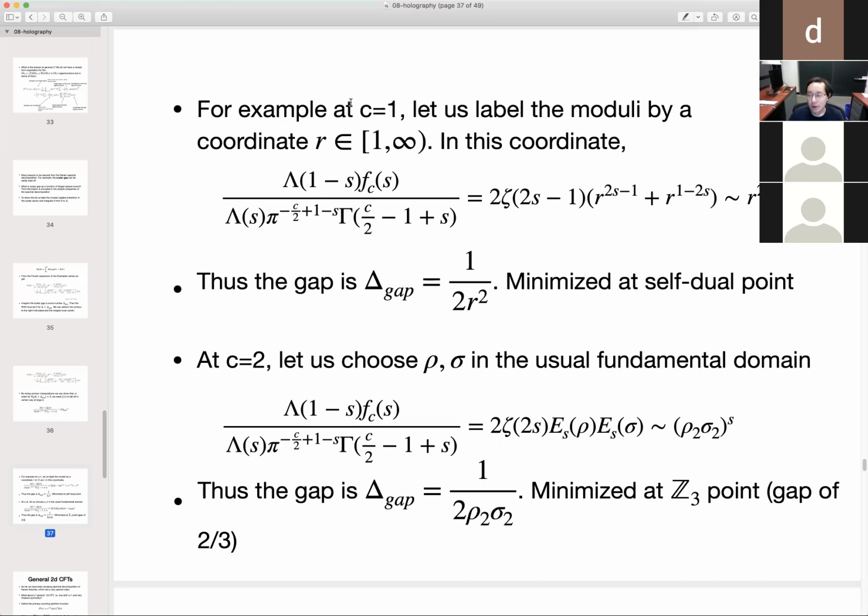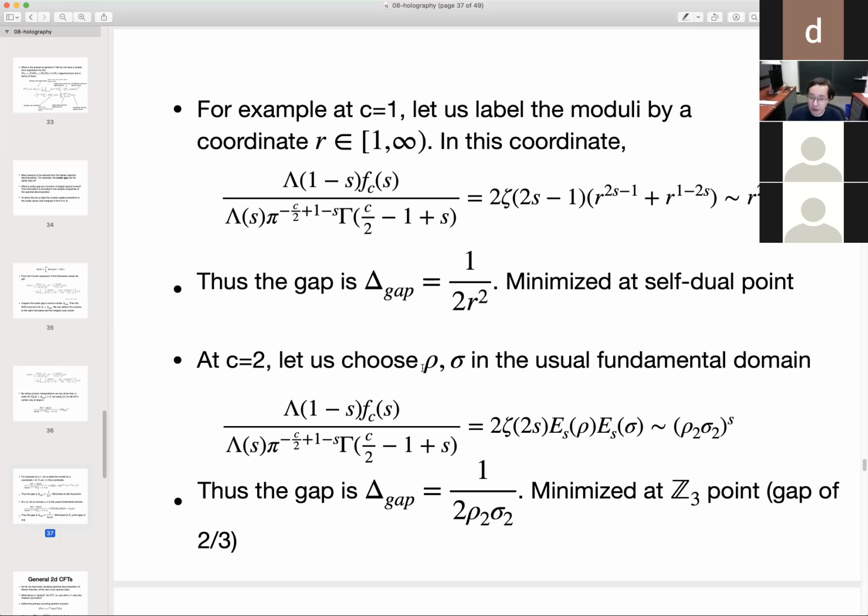At C equals 1, the T-duality invariant coordinate for the moduli space is the radius from 1 to infinity, right? Because R goes to 1 over R, you can make R bigger than or equal to 1. And this function here at large S scales as R to the 2S. That means that the gap is 1 over 2R squared. And this is minimized at R equals 1, which is the self-dual point. So from this spectral decomposition we derive the well-known fact that the self-dual point has the largest, oh, sorry, this should say maximized, has the largest scalar gap.